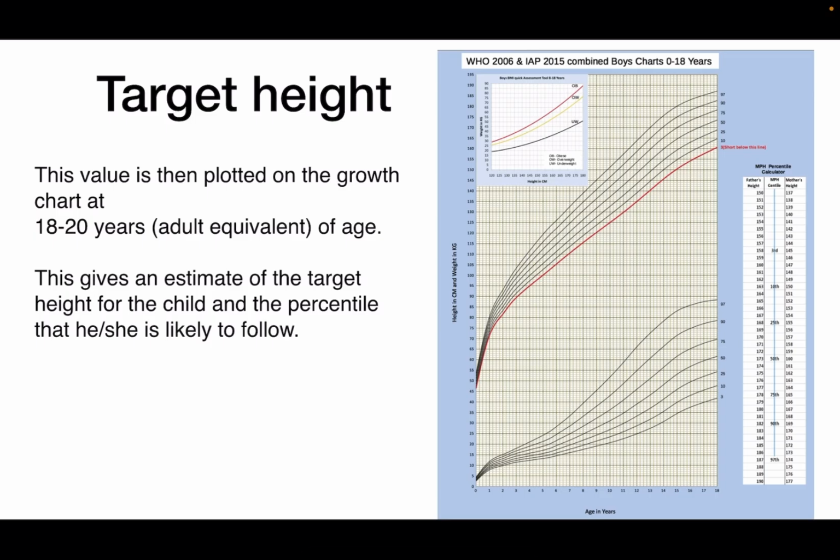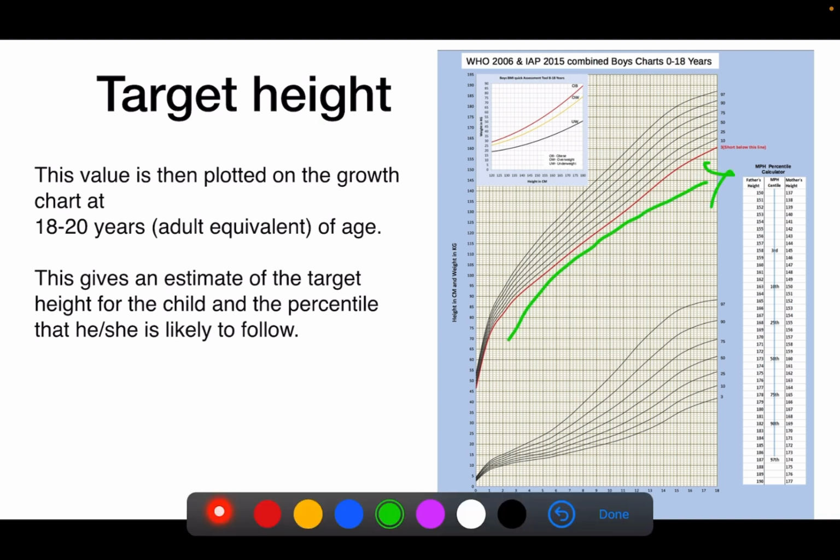This value is then plotted on the growth chart at 18 to 20 years of age. This gives an estimate of target height for the child and the percentile that he or she is likely to follow at 18 years. Suppose his mid-parental height is 170. His target range is between 160 to 180, as we are deducting minus 10 and plus 10. So this is his target height at 18 years. It can't be a single digit, right?